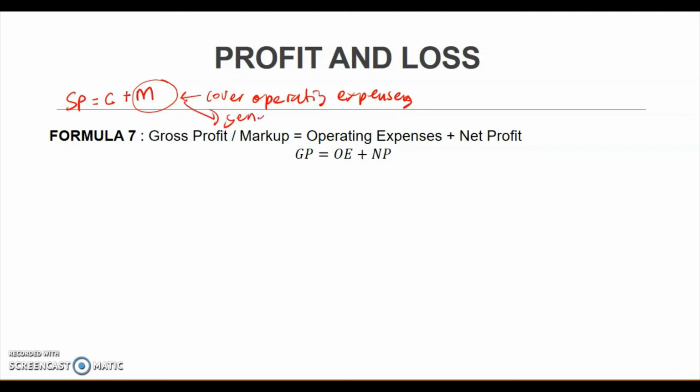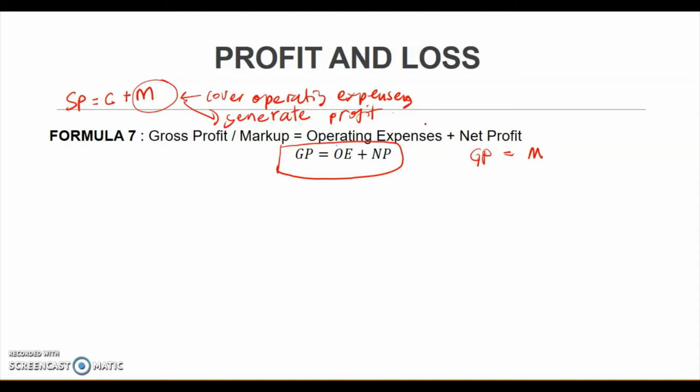So, from this concept, I can derive the formula to find the gross profit or markup. So, gross profit is equal to operating expenses plus the net profit. Okay. So, this formula is the formula to find the gross profit. And please note that gross profit is equal to markup.